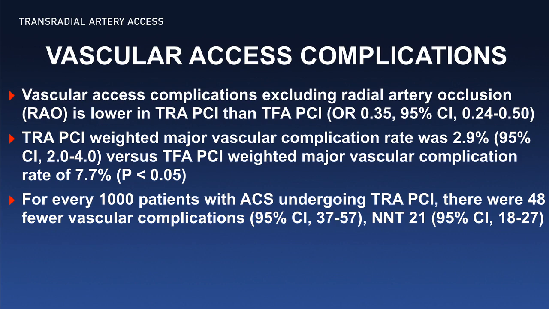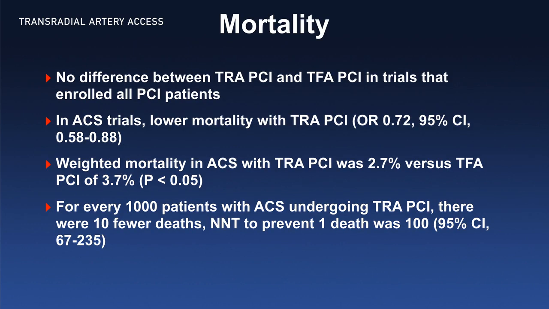As far as mortality, if you look at trials that enrolled all comers, so outpatients and inpatients, there wasn't a significant difference in mortality. But if you look at just the higher risk patients, those that are hospitalized, that are unstable, we do see a lower mortality with the radial approach. The weighted mortality for hospitalized patients with the radial approach for intervention was 2.7% compared to the femoral approach, 3.7%. So that is statistically significant.